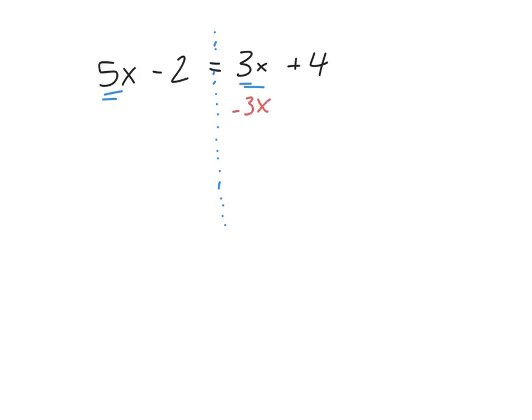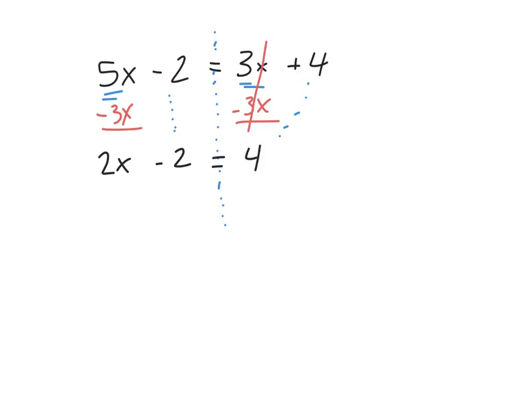Typically, we want to get the variable on the left-hand side so we can write our solution as an equation. So I try to eliminate the one that's on the right, the 3x, and it gets combined with the 5x. 5x minus 3x makes 2x. I still have this minus 2 here, right? It just comes straight down. And then this 4 ends up on the right-hand side of the equal sign all by itself.